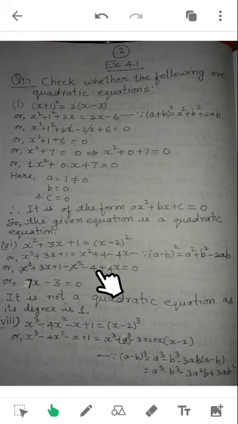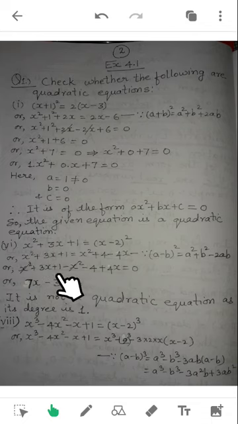Now we will take all the terms to the left hand side: x² + 3x + 1. This x² from the right hand side we have taken to the left hand side, it becomes minus x². This plus 4 is taken to the left hand side, it becomes minus 4. This minus 4x is taken to the left hand side, it becomes plus 4x, equal to 0. Now x² minus x² will be cancelled out. This 3x is added to 4x, it becomes 7x, and minus 4 plus 1.